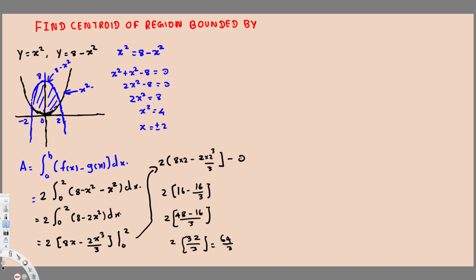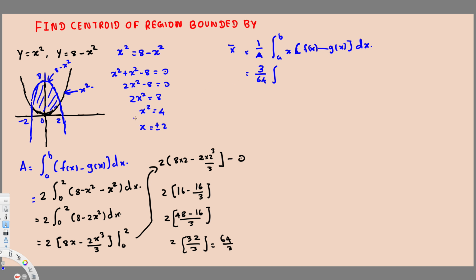Now we are going to use this one to find our centroid. So let's see how we can calculate the centroid. To calculate x bar, we have this equation: 1 over a times the integral from a to b of x times f of x minus g of x. f of x is the top function, g of x is the bottom function, and dx. So let's plug in all the values. 1 over a, so 1 over a is 64 over 3, so we just have to flip this one. So this is going to be 3 over 64.